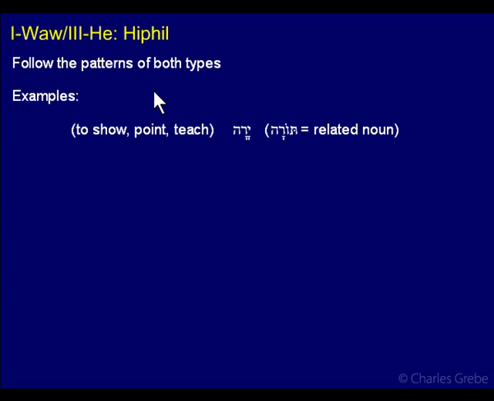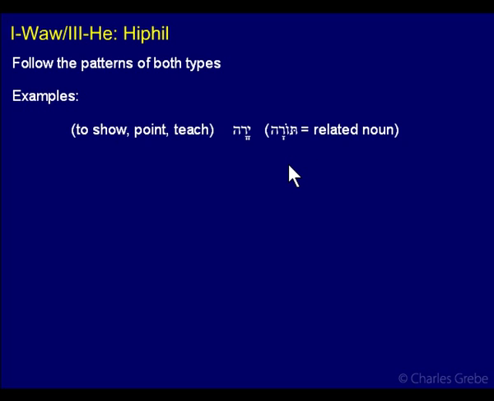Again, as with the other two sets, verbs of this type follow both patterns. At one end they look like first vav, at the other end they look like third hey. And the paradigm verb we're going to use here is yara. This is a common verb. It's probably more common as the noun form. The verb means to point, to show, or to teach. And the noun form, Torah, of course, is the Torah, the first 5 books of the Bible, meaning teaching.